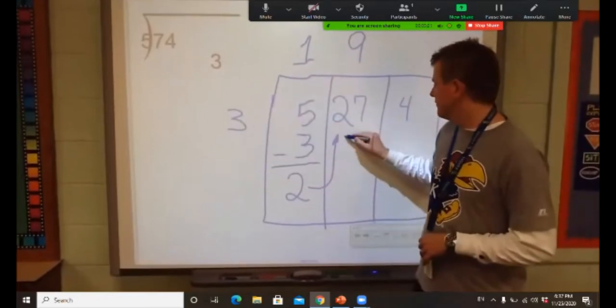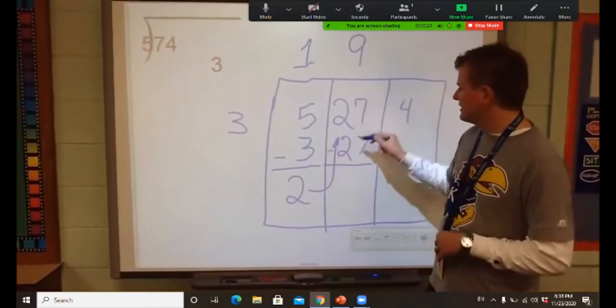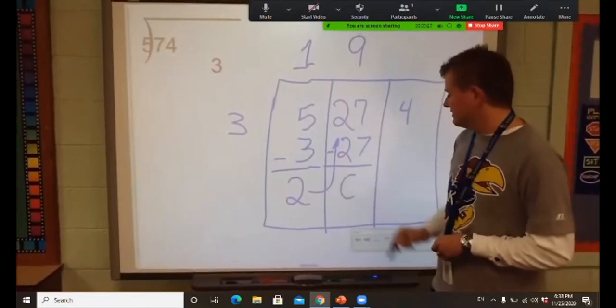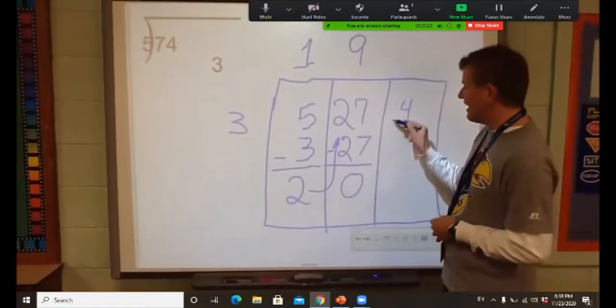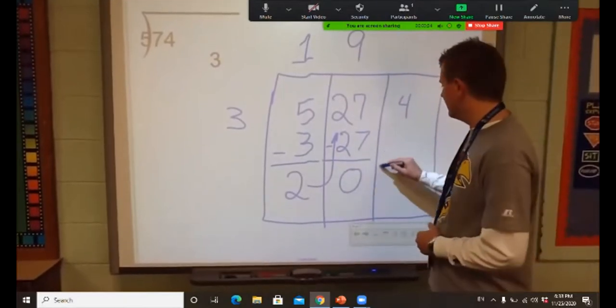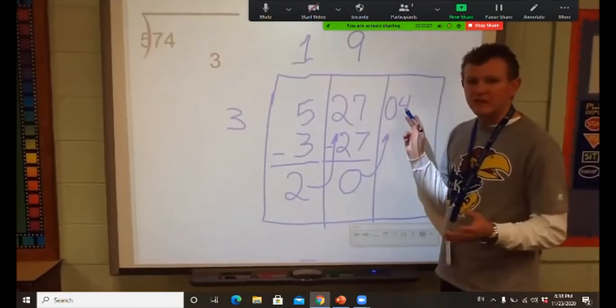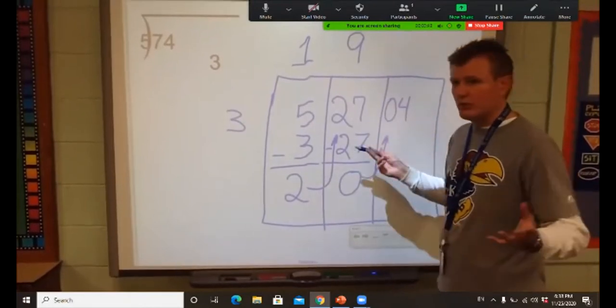9 times 3 is 27. And I'm going to subtract once again. 27 minus 27 is 0. Since it's 0, you don't have to move it up here. Just for consistency's sake, and to make sure we're doing the same thing time and time again, I am going to move it. I'm going to put it in front of the 4. That just means there's no 10 value there, right? It's still 4, either way you look at it.